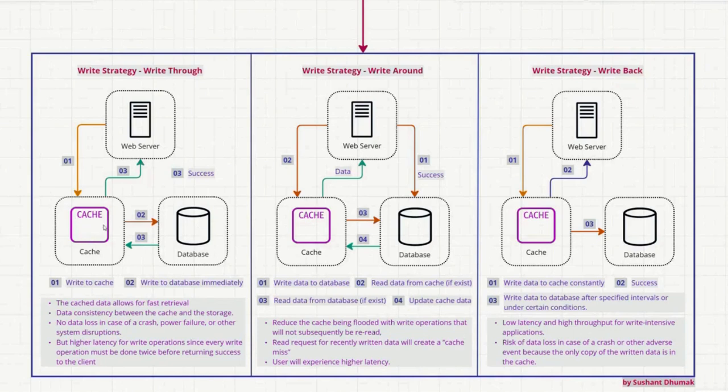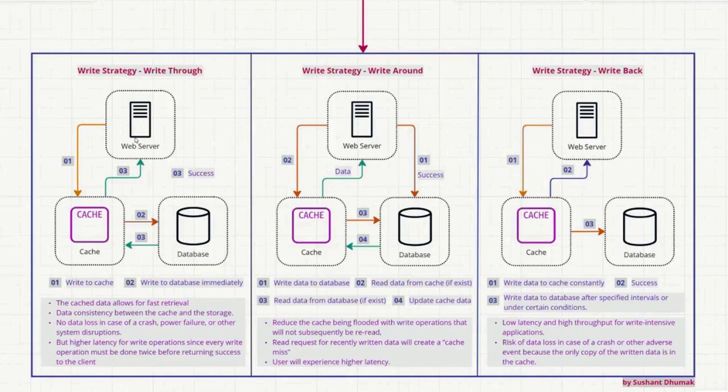First, it will write to itself, and immediately it will send a request to the database and write that information to the database as well. Then, after the information is written, the database will send an acknowledgement that the write was successful. And then the cache will send a response back to the web server that the operation is successful. So in this scenario, unless the data is written to both the cache and the database, the success message is not passed on to the web server or to the user.